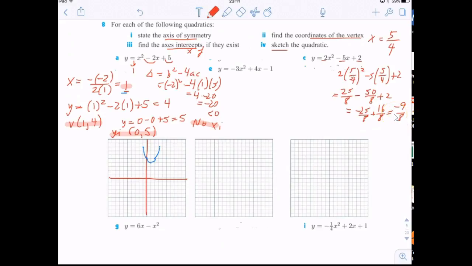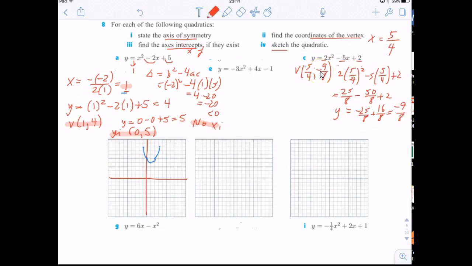So all that work just to figure out the coordinate of the vertex. So now we know that the vertex coordinate is going to be 5/4 and negative 9/8. Okay. And then we would also like to know the axes intercepts. Let's see. So what would be the y-intercept? That's the easiest one to find, right?